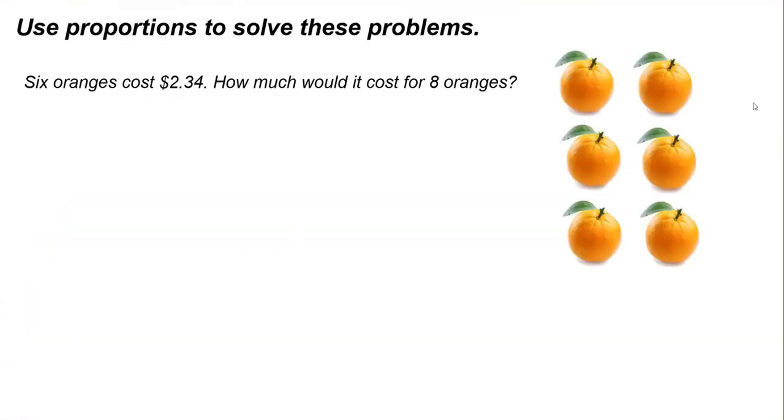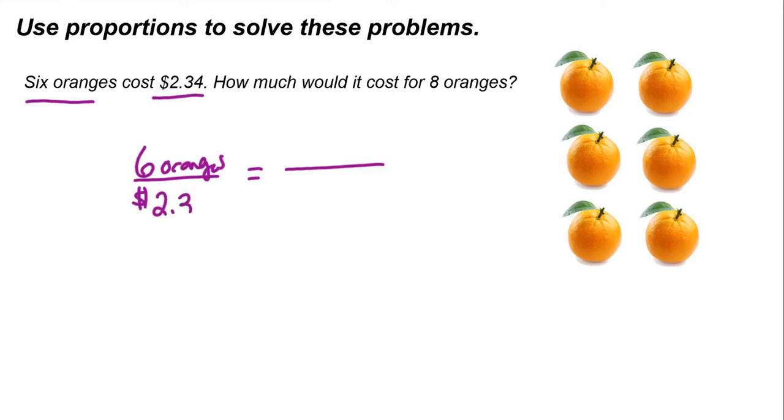So how do we use these proportions to set up and solve real-world problems? Let's take a look at this one. 6 oranges cost $2.34. How much would it cost for 8 oranges? Here, I don't have a proportion set up, so I'm going to have to create my own proportion. We're going to make a comparison between number of oranges and cost. The first piece of information is 6 oranges is $2.34. Every 6 oranges would cost $2.34. How much would it cost for 8 oranges?